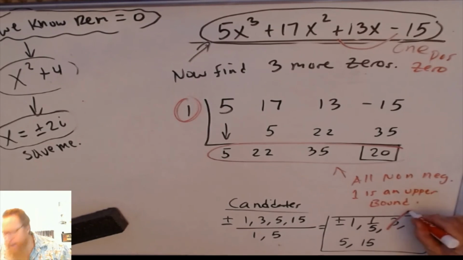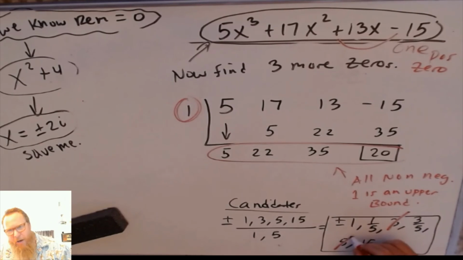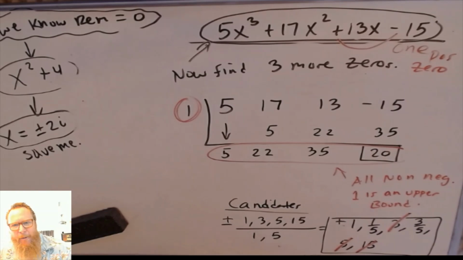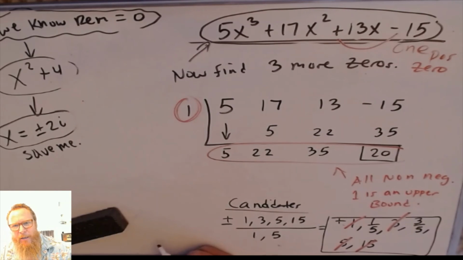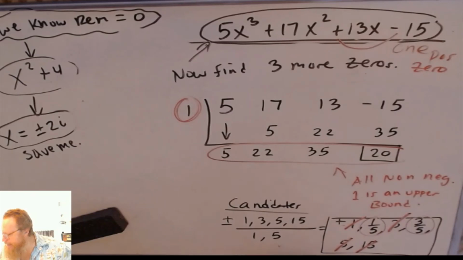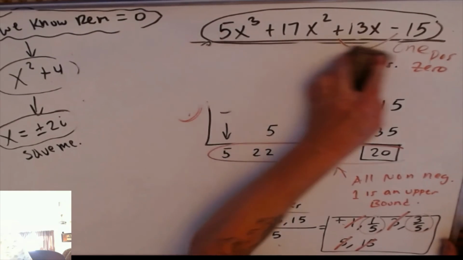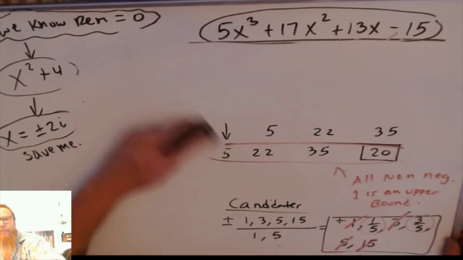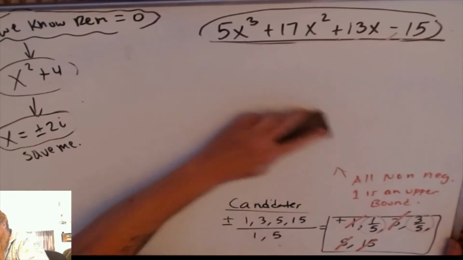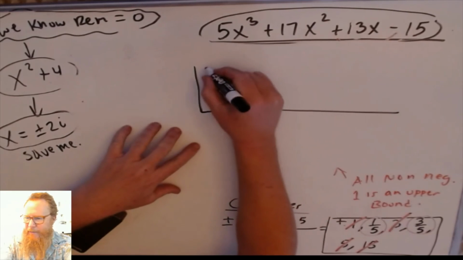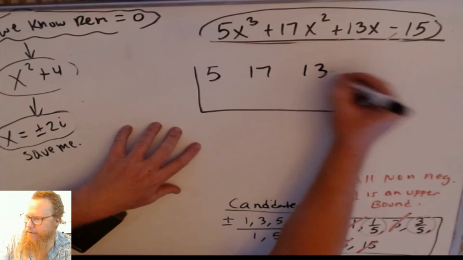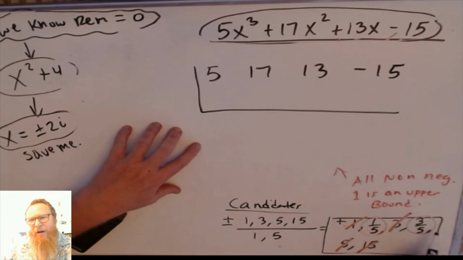Isn't that cool? That means we're not going to try 3. We're not going to try 5. We're not going to try 15. Right? I'm only trying positives right now. And I'm also not going to try 1 because I know it doesn't work. So now my list of candidates is down to just 2 possibilities: 1/5 or 3/5. So next time I do this, I'm only going to try one of these fractions.